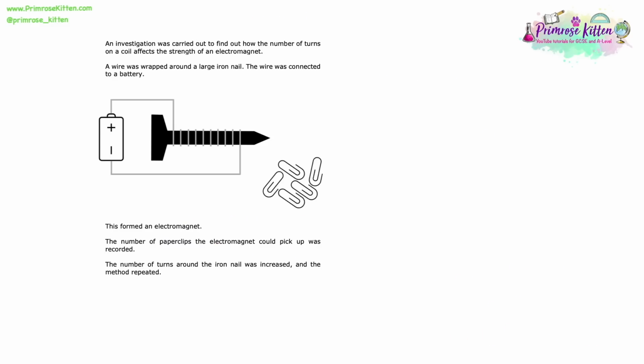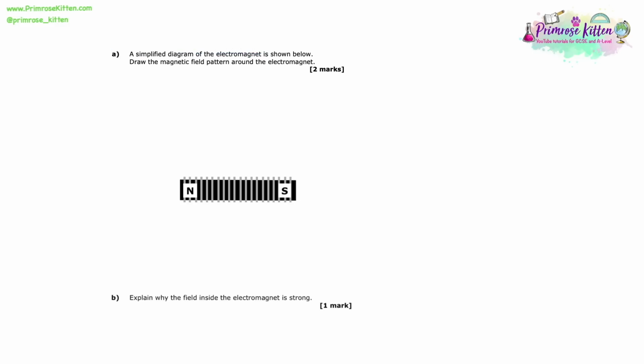An investigation was carried out to find how the number of turns on a coil affects the strength of an electromagnet. A wire was wrapped around a large iron nail, and the wire was connected to a battery, as you can see in this diagram. This formed an electromagnet. The number of paper clips that the electromagnet would pick up was recorded, and the number of turns around the iron nail was increased, and the method repeated. A simplified diagram of the electromagnet is shown below.